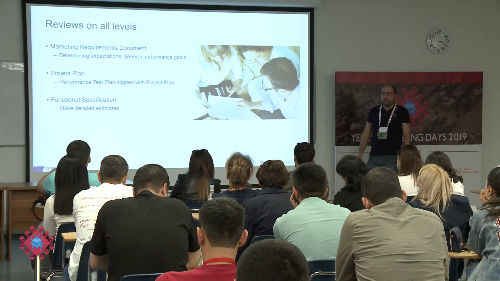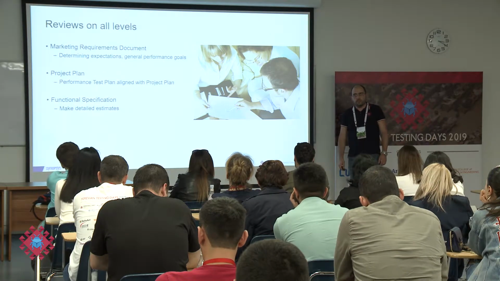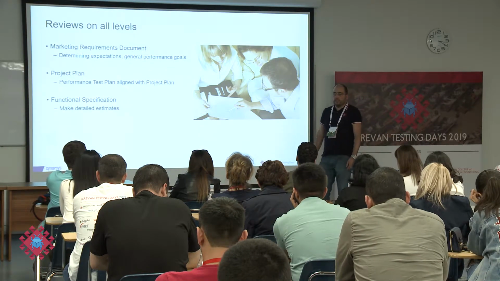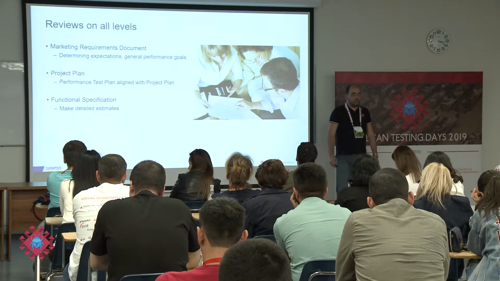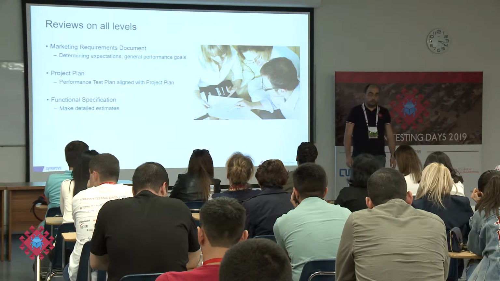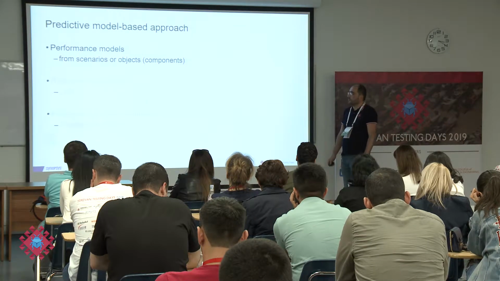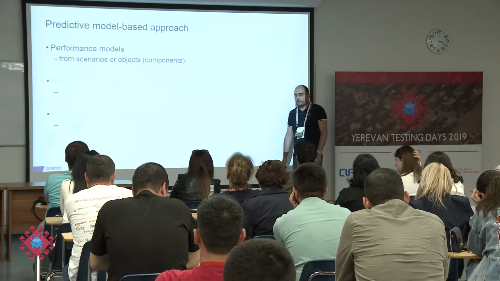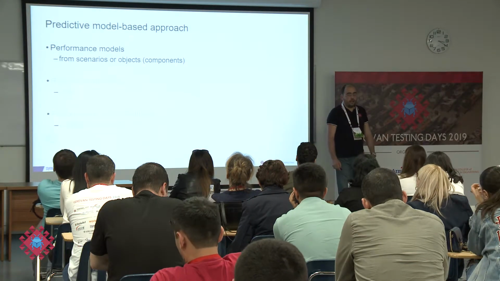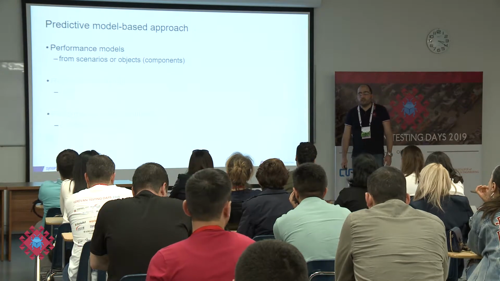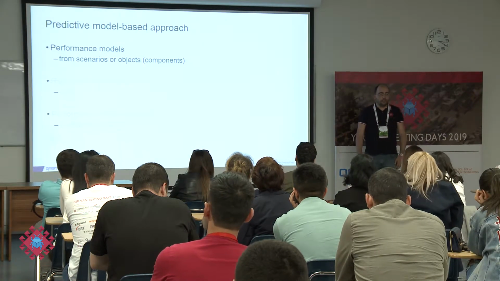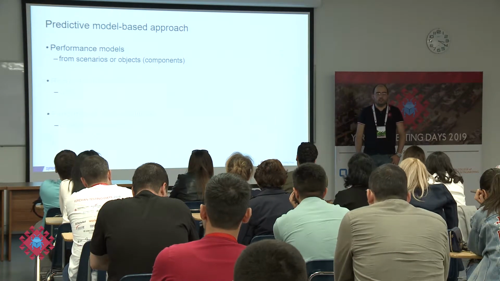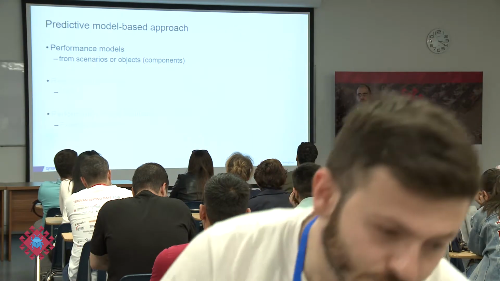Low-level specification, like functional specifications. On this level, we should already start thinking about more detailed expectations from a performance point of view. Okay, so we talked about the reviews, which are, I think, covering the requirements, because requirements are just documentation. Nothing else we can do with the requirements. We can just review and find the defects within documentation.